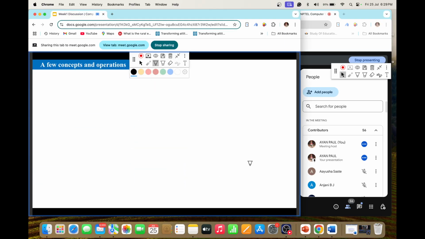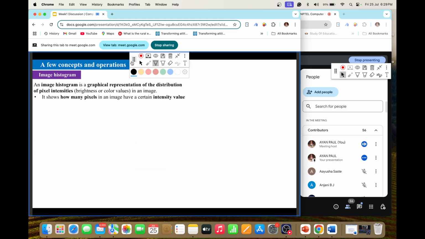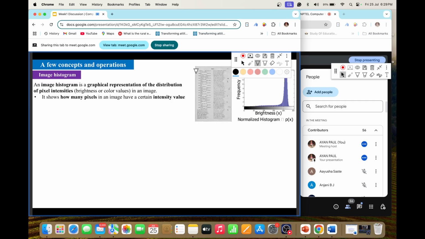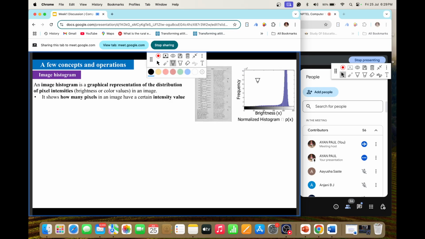So the few concepts and operations regarding images. The first thing is the image histogram. This is an image, and this is the image histogram. So what is an image histogram? It is a graphical representation of the distribution of pixel intensity.